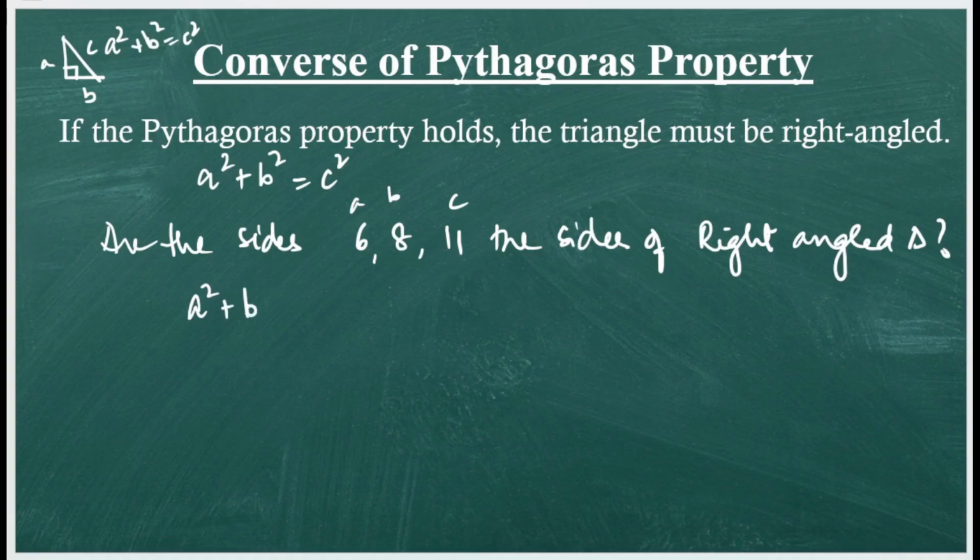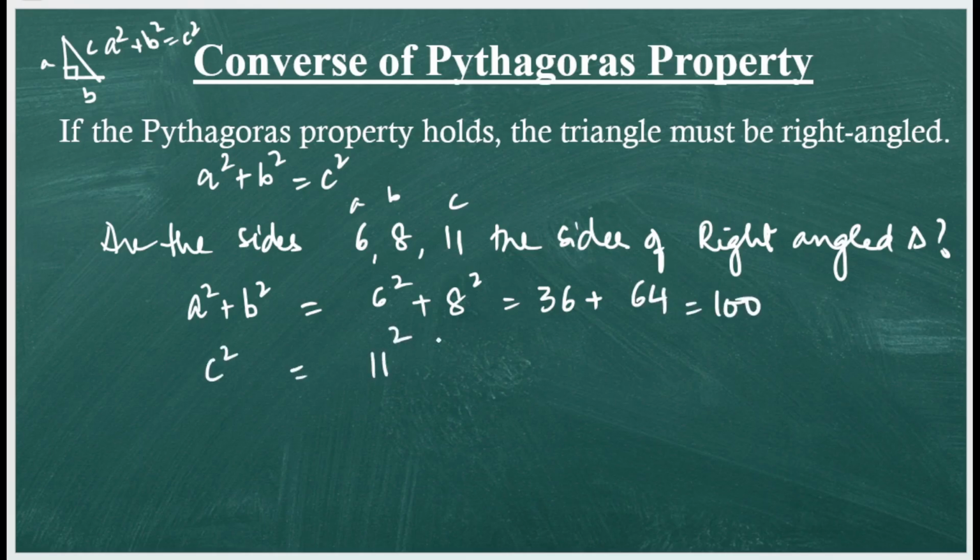Let's check what is A square plus B square. A square plus B square is 6 square plus 8 square. 6 square is 36. 8 square is 64. And 36 plus 64 is 100. Let's check what is C square. C square is 11 square. 11 square is 121. Is A square plus B square, meaning 100, equal to C square, meaning 121? No, they are not equal.